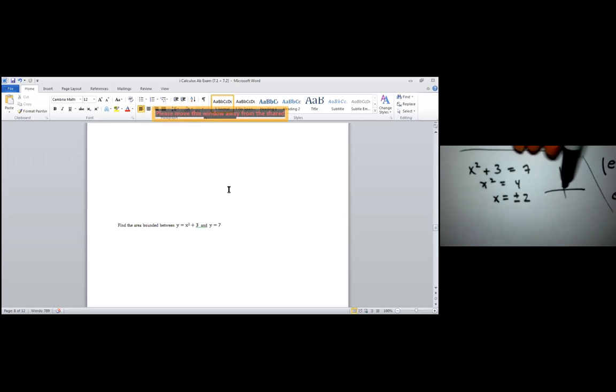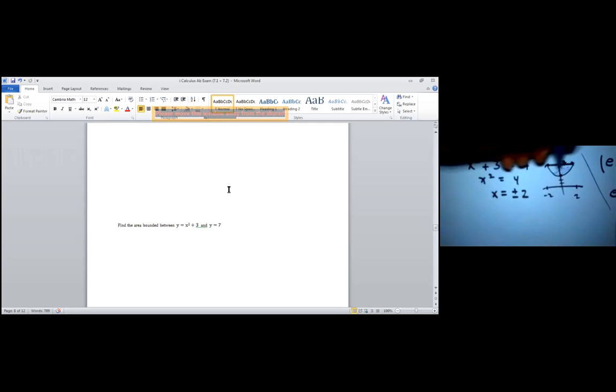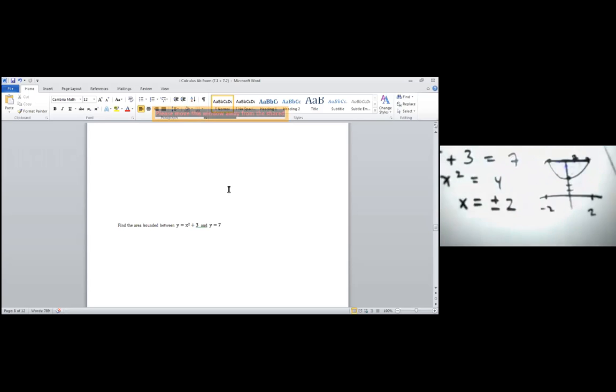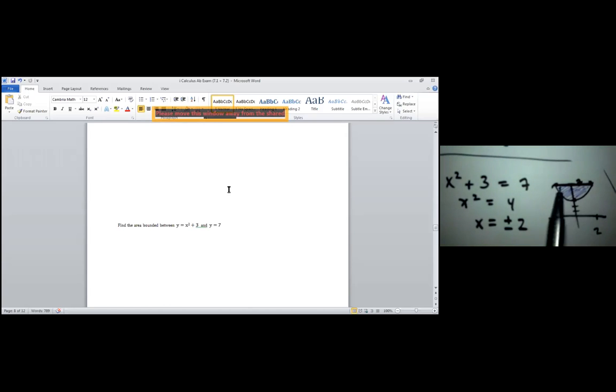We have x squared plus 3, looks like that. And then at 7, call that 7, you have a horizontal line. So you can kind of see the shape here, and then these bounds are at -2 and 2. So as far as the area between them is right there. The function that's on the top, again, we got to figure out what we're looking at. The function that's on the top is the horizontal line. The function that's on the bottom is the parabola.